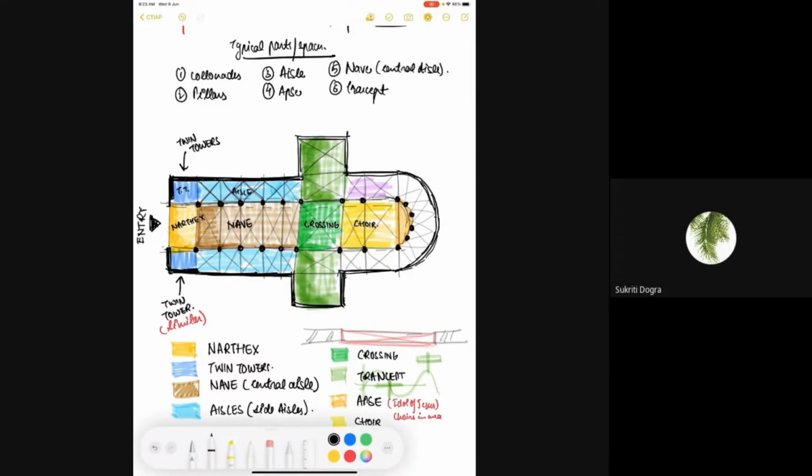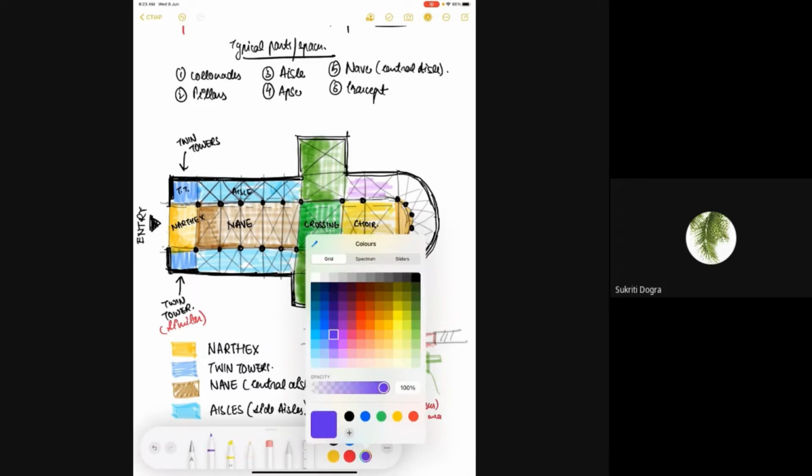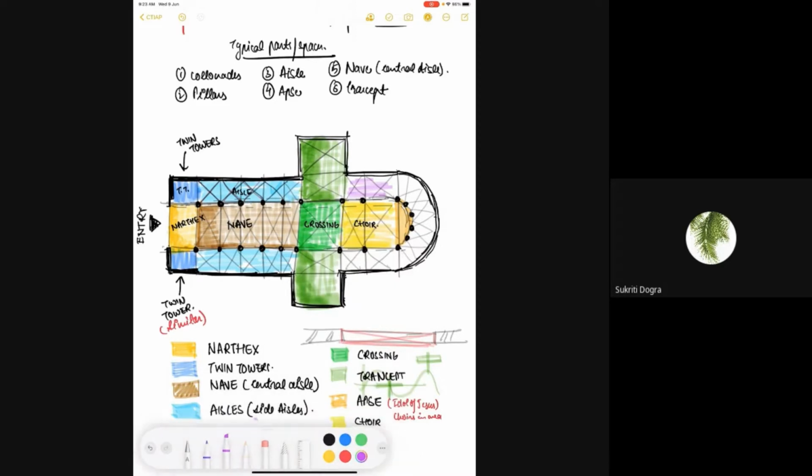Okay, now coming to this purple portion, this portion is called the ambulatory path. Now, what is an ambulatory path? Ambulatory path is an area in which we take a complete circle around the deity, or we can say around the main idol of the god, which is also called a deity. So this place is called the ambulatory path.